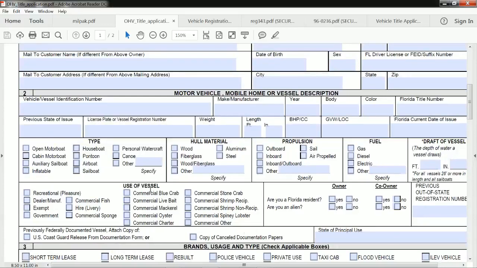Now here, use of vessel. This particular one, I would select exempt, because it's a private vehicle. It's not being used for commercial purposes. It's exempt. Question here, are you a Florida resident as the owner? Nope. Are you an alien? Nope.